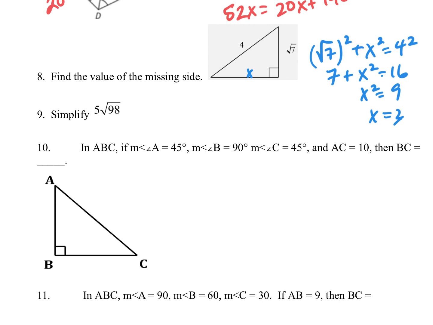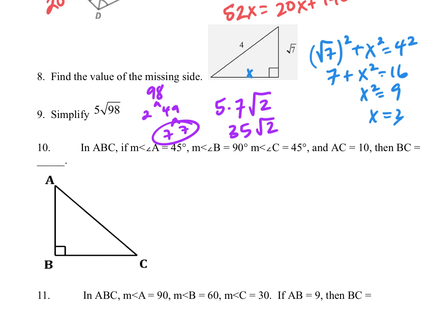Number 9, we can solve one of two ways. We can do a factor tree, or we can do perfect squares. If we do the factor tree, 2 and 49, and 7 and 7, a pair of 7s comes out. So 5 times my pair of 7s, radical 2, 35 radical 2. If you do it the other way, it would be 5 times the square root of 49 times the square root of 2. Square root of 49 is 7. Same thing.